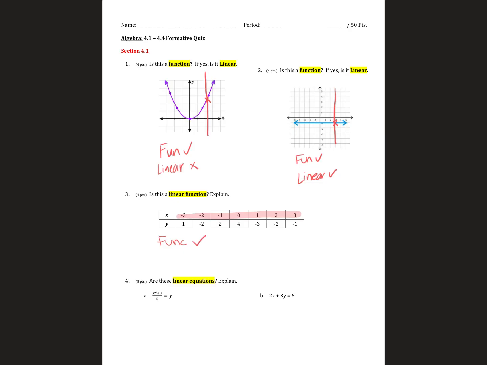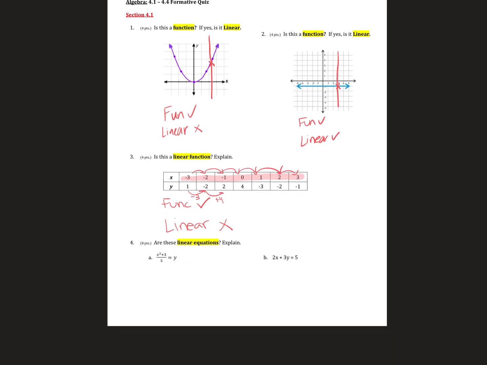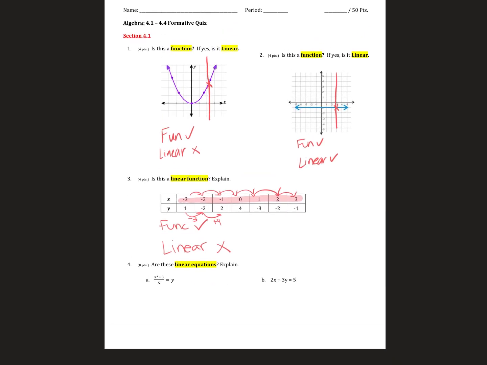In order to see if it's linear on a table, there has to be an adding and subtracting pattern in the x and the y. So in the x, notice they're all adding by 1. So that is an arithmetic sequence pattern. But in the y, this one goes down 3 and then up 4. Already that is not linear. It has to have an adding and subtracting pattern in the x and the y, a constant increase or decrease in the x and the y. So this is not a linear function because it doesn't have that arithmetic sequence pattern.